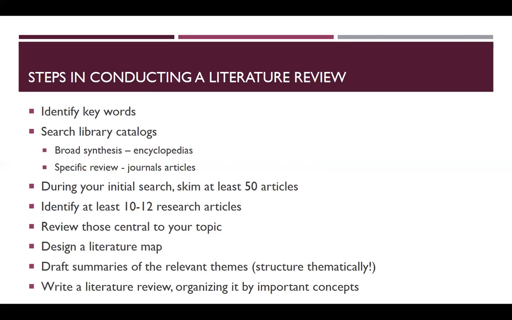I do suggest, and people think I'm crazy when I say this, that you skim at least 50 articles if you're writing just a regular paper. In one of the major assignments in this class, we expect you to have anywhere from 10 to 12 primary resources that are current. You really do have to start with 50 to narrow it down to 10 to 12 good articles that you would use. And those need to be central to the topic or related to the topic. And we do recommend designing a literature map, which we've talked about in another recording as well.